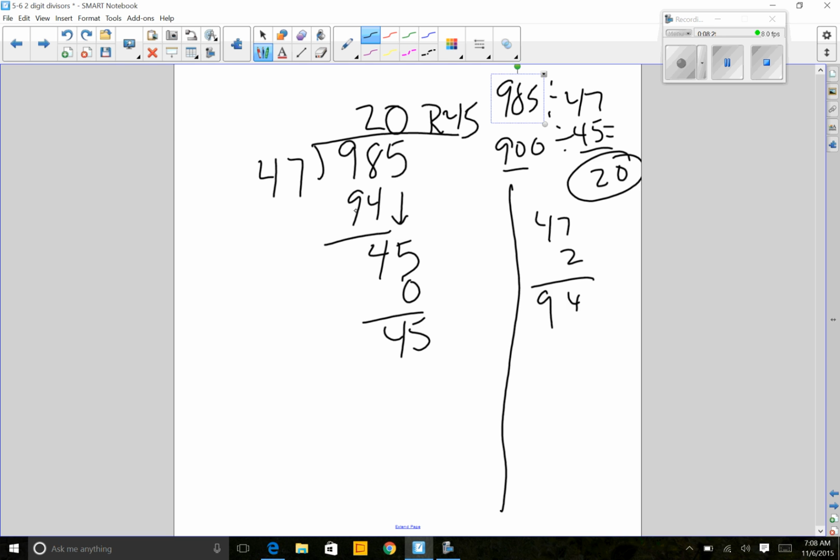2 times 47 is 94. So 20 times 47 would be 940, plus 45 would be 985. So there's my check. So I know I'm right. But it's very important that when you're doing this, you have to have a number over every number in the dividend, okay? I started in the tens place, which means my quotient is going to have something over the tens and over the ones.